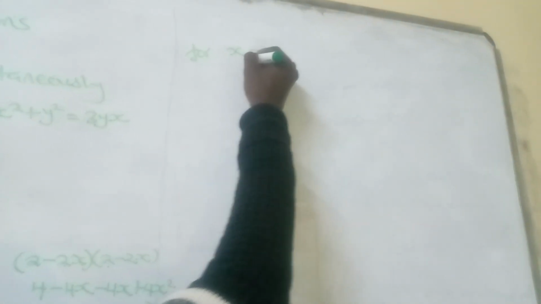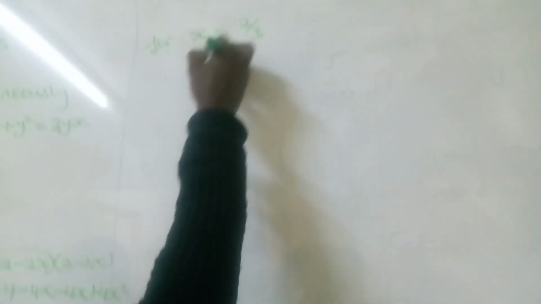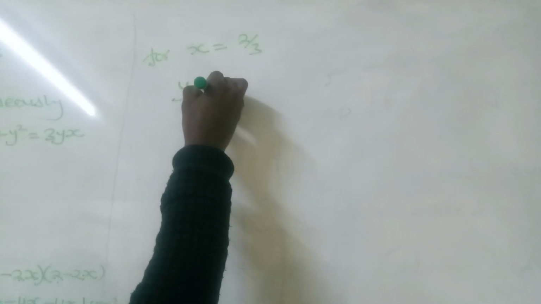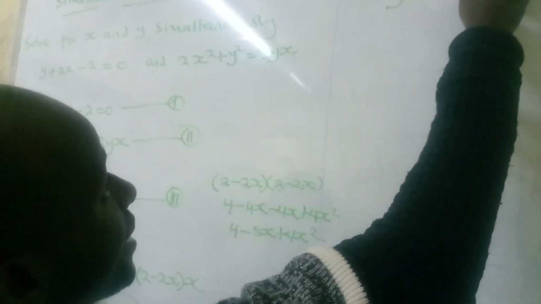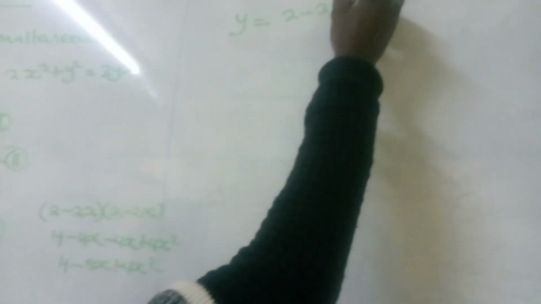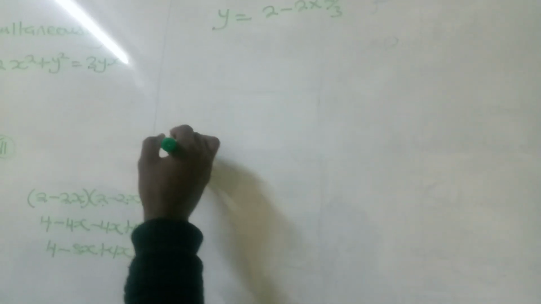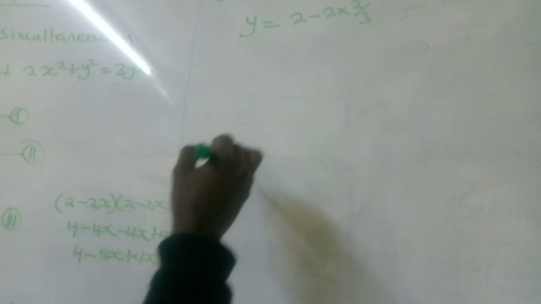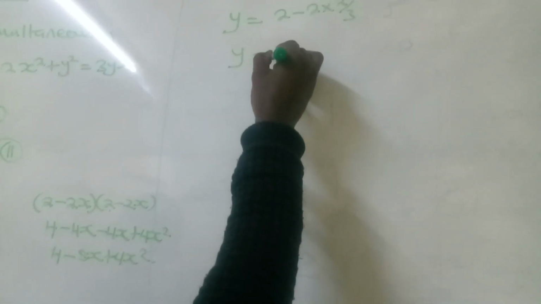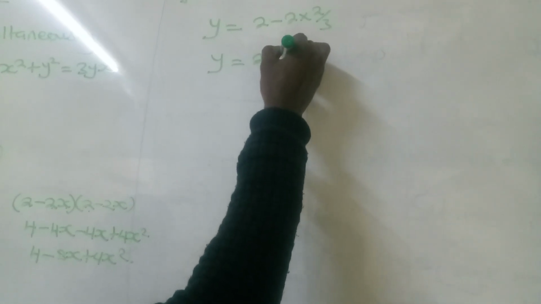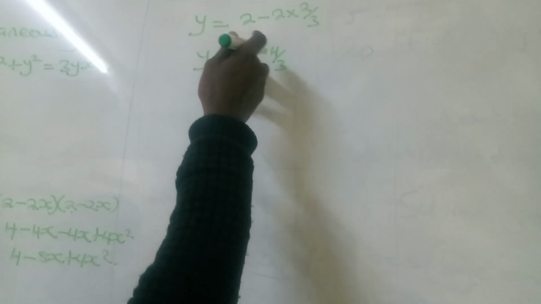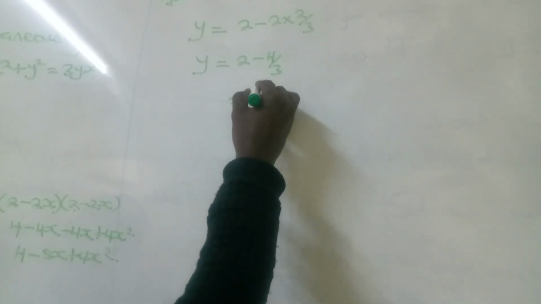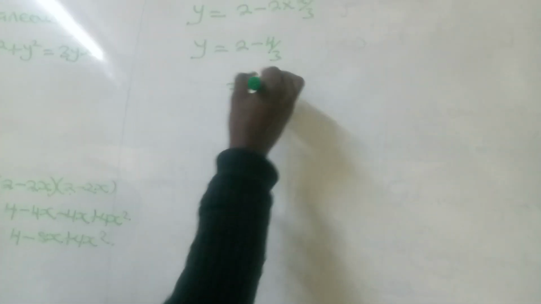So we shall say for x is equal to 2 over 3, our y will be equal to, we put into equation 3, which is 2 minus 2 times, now 2 over 3. And this one is going to give us y will be 2 minus 4 over 3. You can use your calculator here. This is going to be 6 minus 4, which is also 2 over 3. So I can see it is 2 over 3.